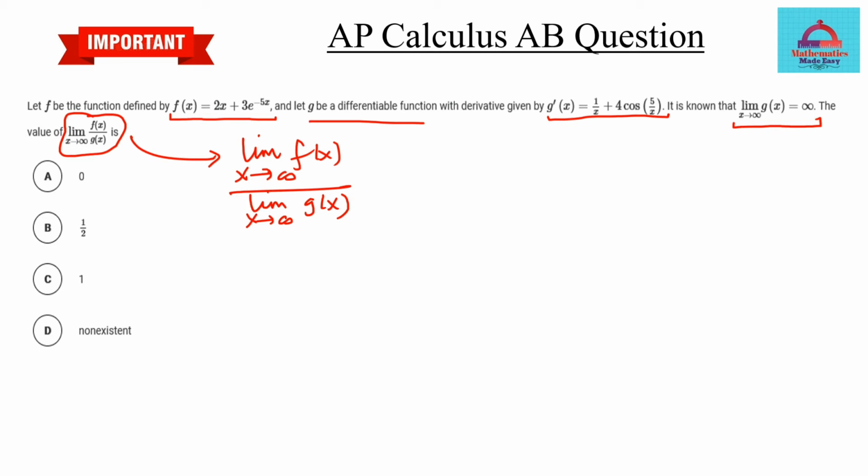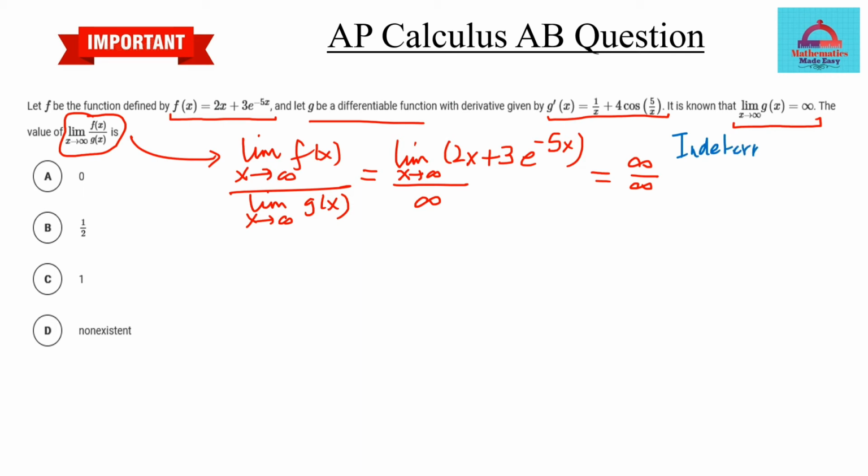That clearly tells us that the denominator is infinity. Now let's look at the numerator. So when we are doing that, we can even substitute this function directly. So limit x approaching to infinity 2x plus 3 times e to the power negative 5x. Now if you try to substitute here x as infinity, you will see that this function also approaches to infinity. So this limit has come out to be infinity by infinity, which is your indeterminate form.